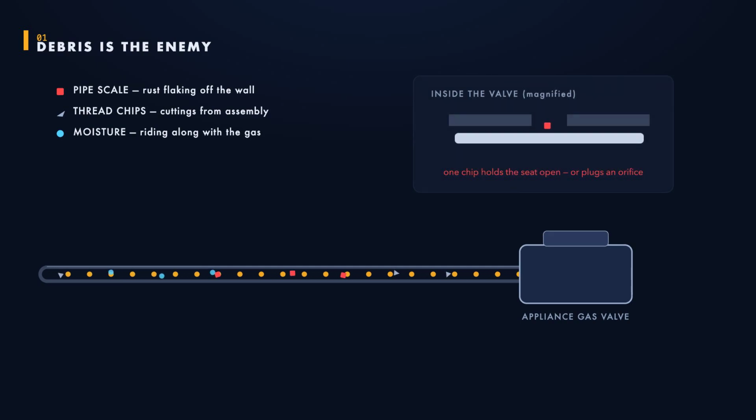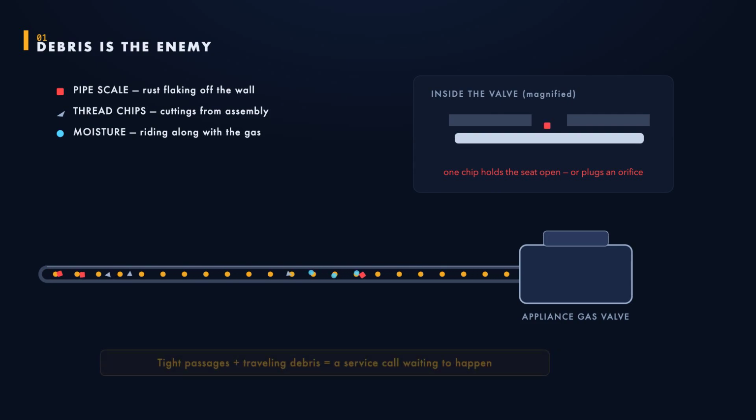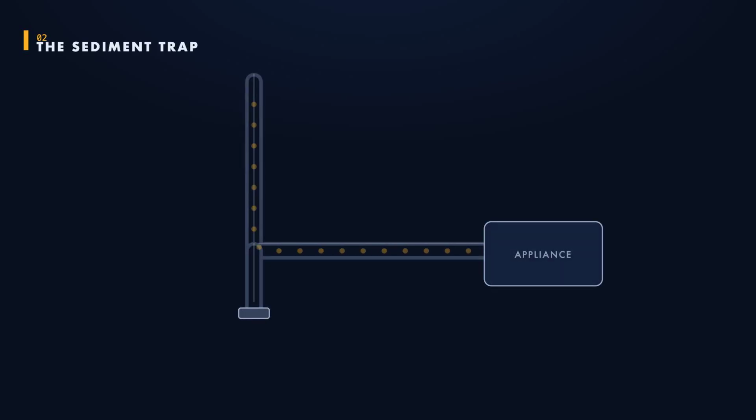Appliance gas valves and burner orifices are built with tight passages, and a single chip in the wrong place can hold a valve seat open or plug an orifice. So the code puts a simple mechanical catch right at the appliance. Here is that catch: the sediment trap.